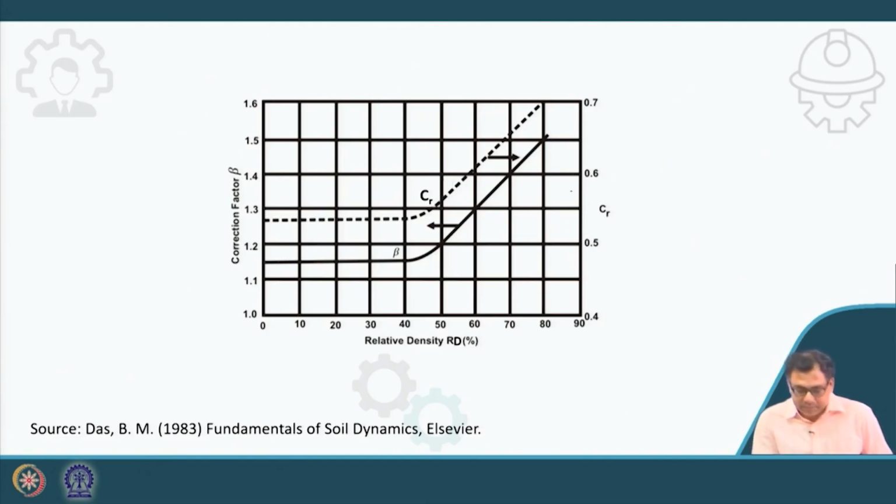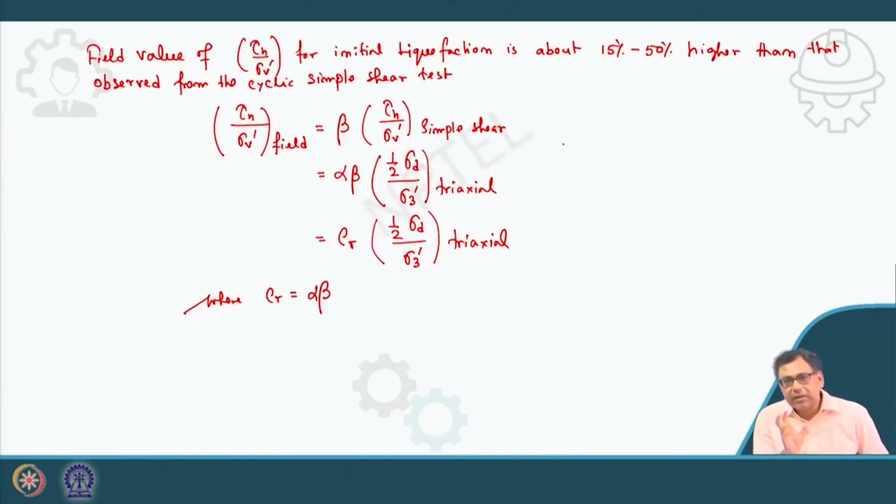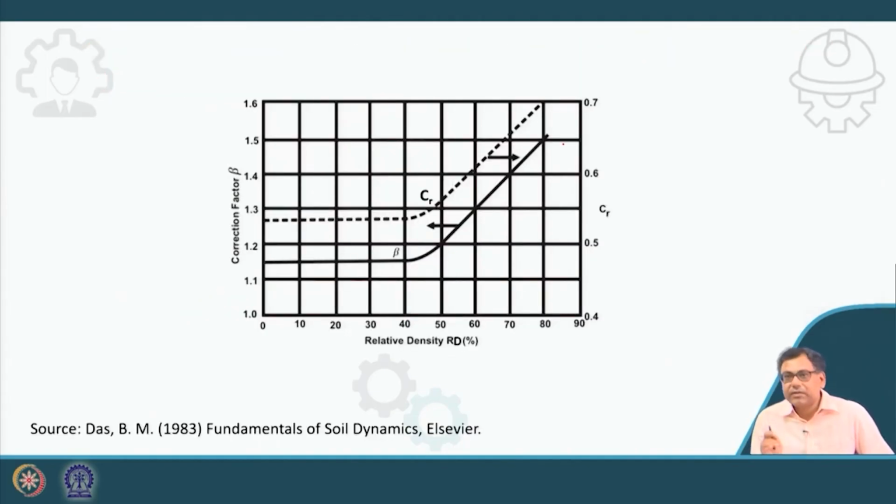Why is the beta correction factor required? Because the field data is not the same as the lab data. You can see the field value of tau h by sigma v dash for initial liquefaction is 15 to 50% higher than that observed from the cyclic simple shear test. That's why this correction factor beta is applied, and alpha is the correlation factor between the simple shear test and the triaxial test CSR.